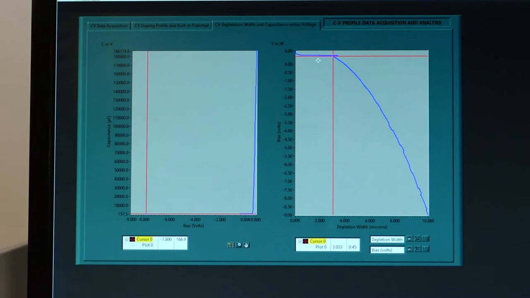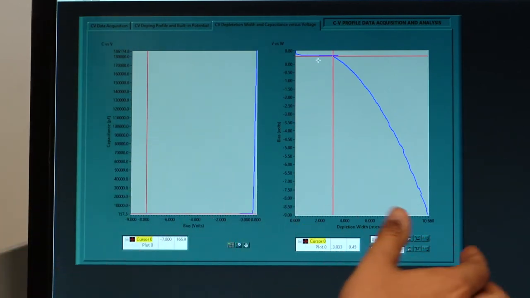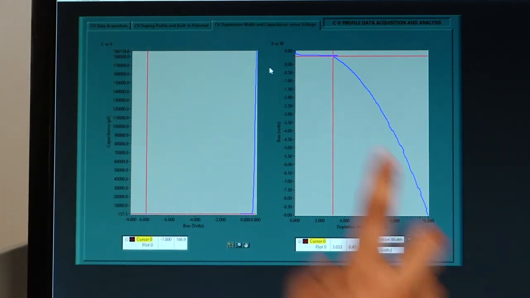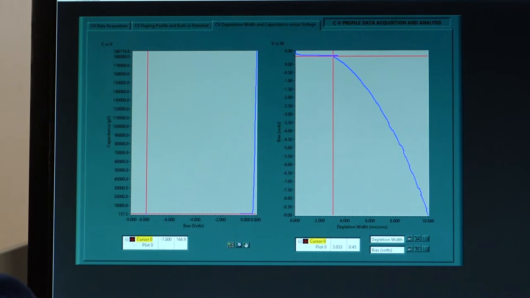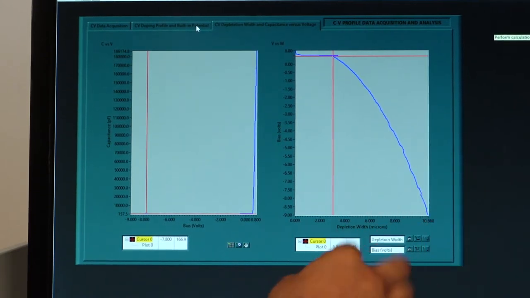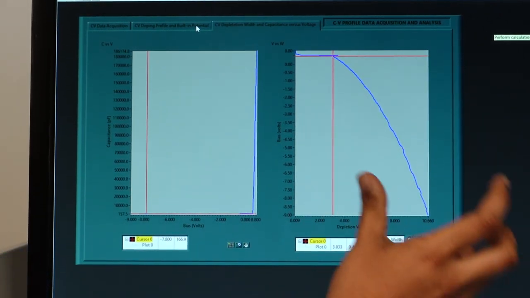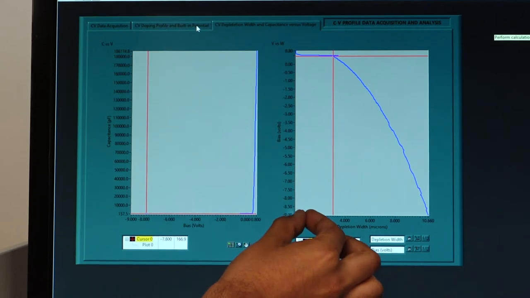So as we go from minus 9 to 0.5 volts, we are moving over a 7 micron range of depletion region. So this would further assist us in choosing the measure voltage and the filling voltage, because in the measure voltage we would want the depletion region to be as large as possible. In the filling voltage, we would want the depletion region to be as short as possible.